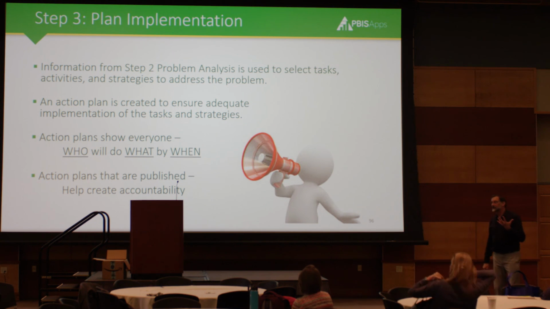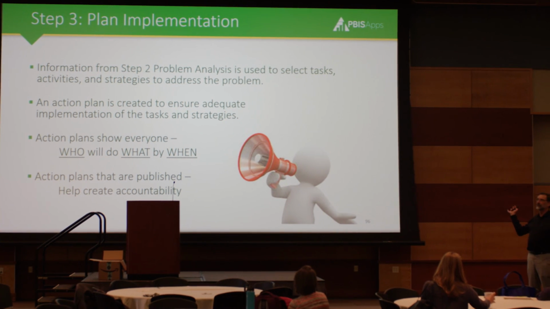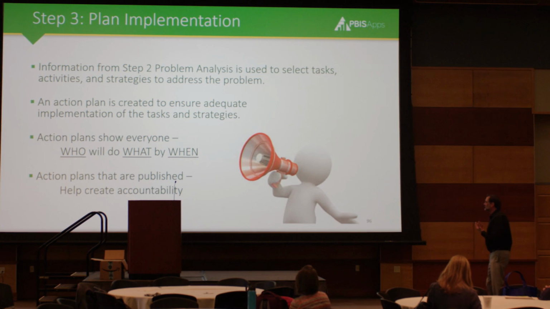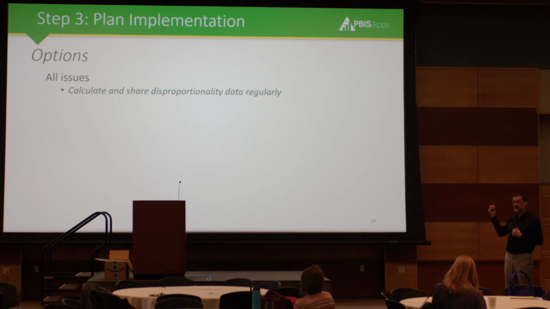Kent mentioned it earlier today, Nancy mentioned it earlier today, publish your action plan where everybody knows what it is we're trying to do, how we're going to go about improving it. If we do that, then we improve our accountability. We help build the accountability around that. So here's some things we can do around that. These are the things that are mentioned. First of all, we want to look at and share our disproportionality data.